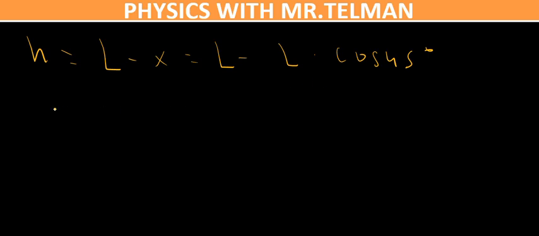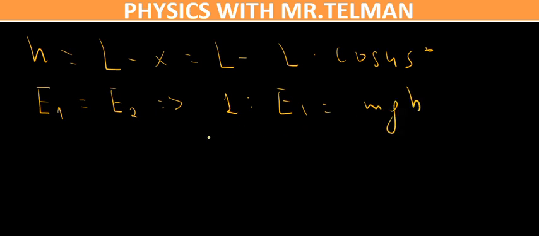So here, energy in the beginning at point 1 should be equal to the energy at point 2. Then at point 1 we have the E1, which is equal to mgh, and at point 2 we have the kinetic energy, E kinetic, equal to 1 over 2 mv squared.